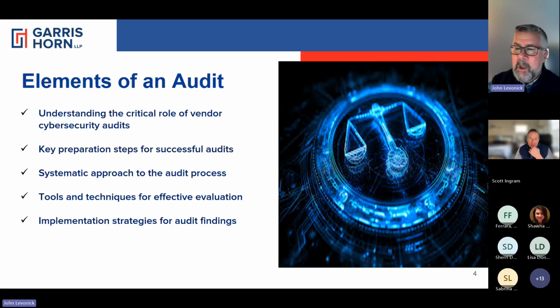And then finally, what to do with the information that you identify as part and parcel to this audit. When you get findings, what do you need to do? What actions do you need to take? And how do you see this through?